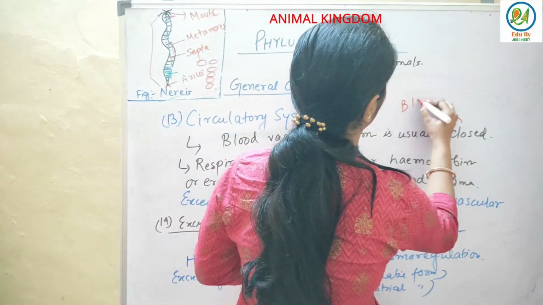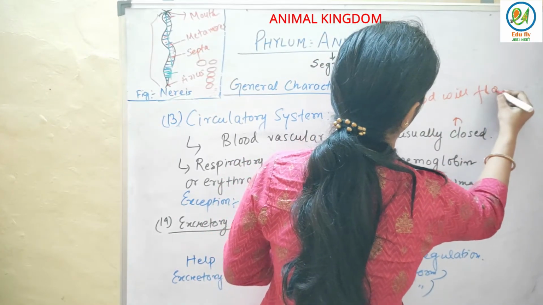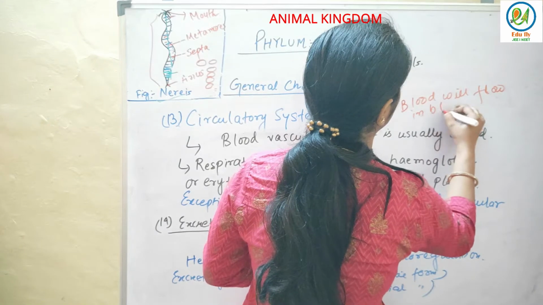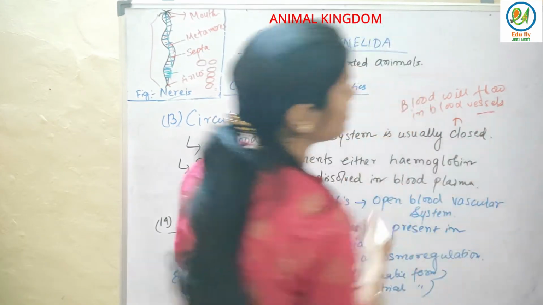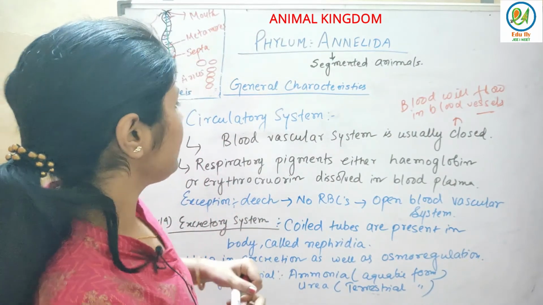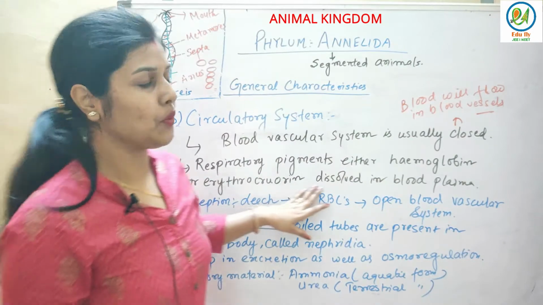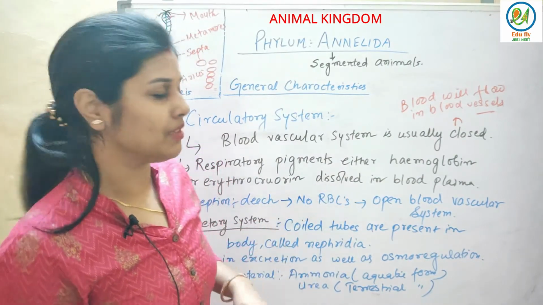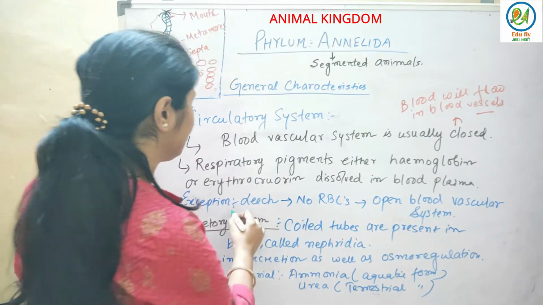Blood will flow in blood vessels, so they are known as closed. Respiratory pigment, you have to remember, is hemoglobin or erythrocruorin, dissolved in blood plasma. But there is also an exception, leech.